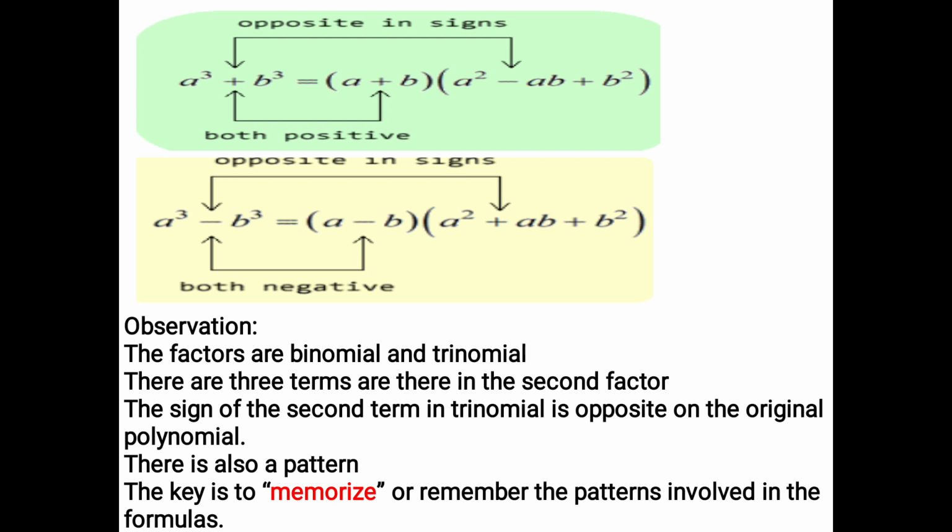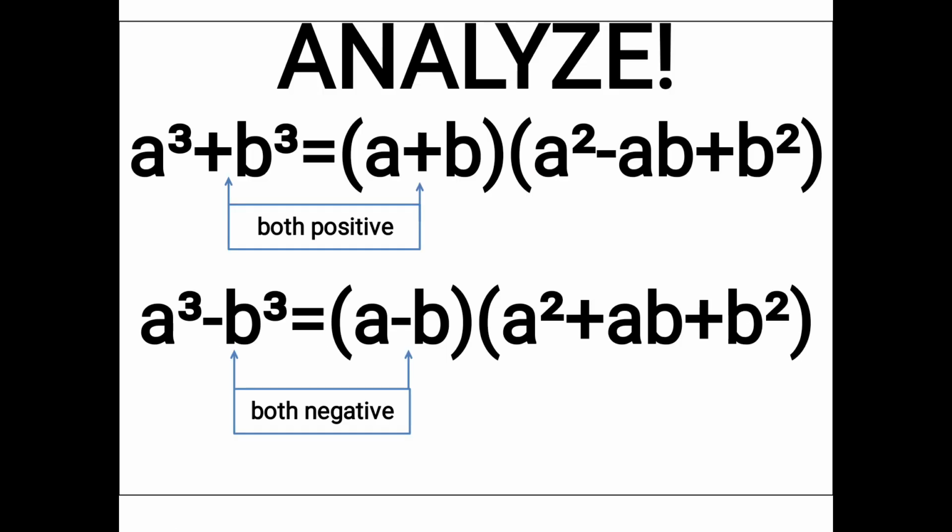As we see in the observation, the factors are a binomial and a trinomial. There are three terms in the second factor. The sign of the second term in the trinomial is opposite to the original polynomial. There is also a pattern, and the key is to memorize or remember the patterns involved in the formulas. So let us analyze this one.